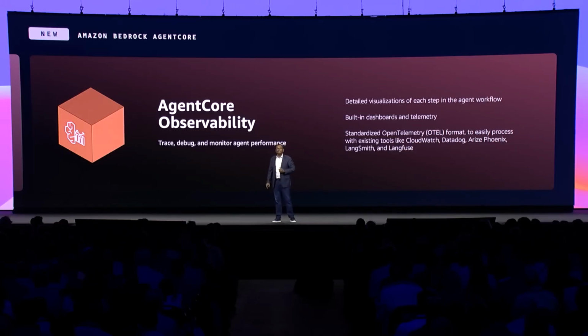Observability gives developers real-time visibility into agent operational performance through built-in dashboards by CloudWatch, and telemetry for key metrics such as session count, latency, duration, and error rates. Agent Core emits telemetry data in open telemetry format, enabling customers to easily integrate with their existing monitoring and observability stack. Okay, now we have all of these primitives.